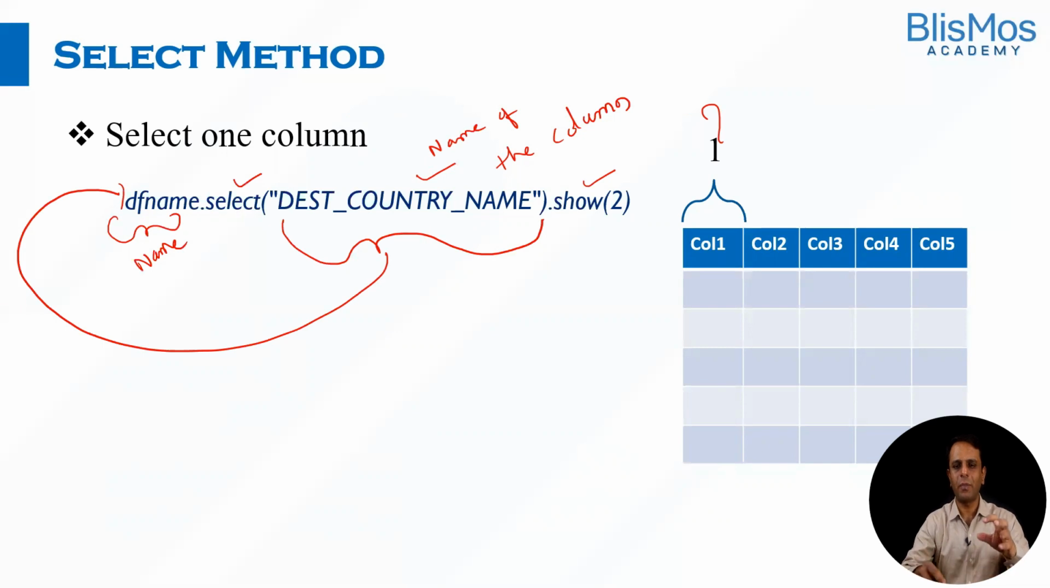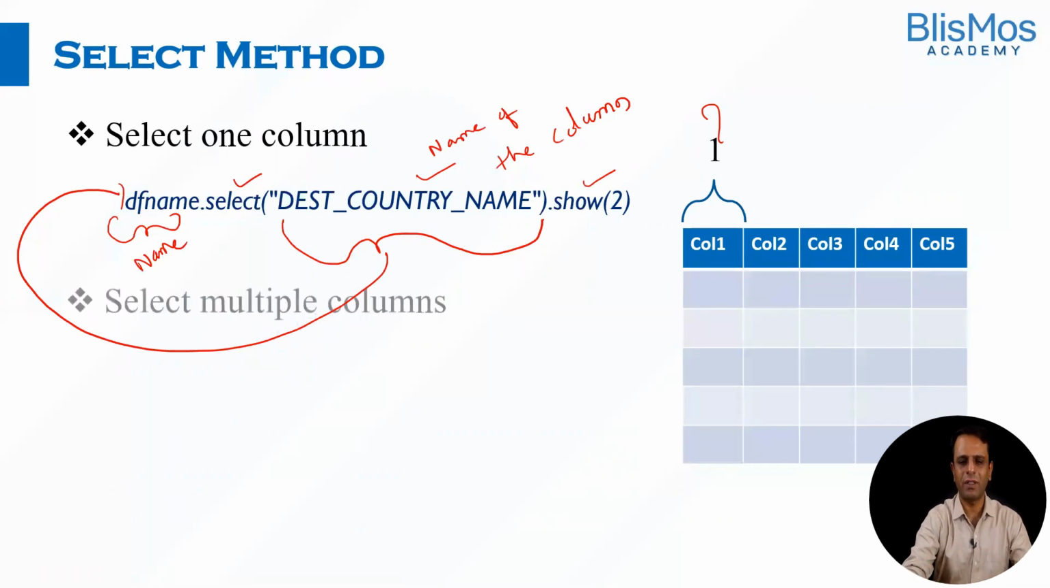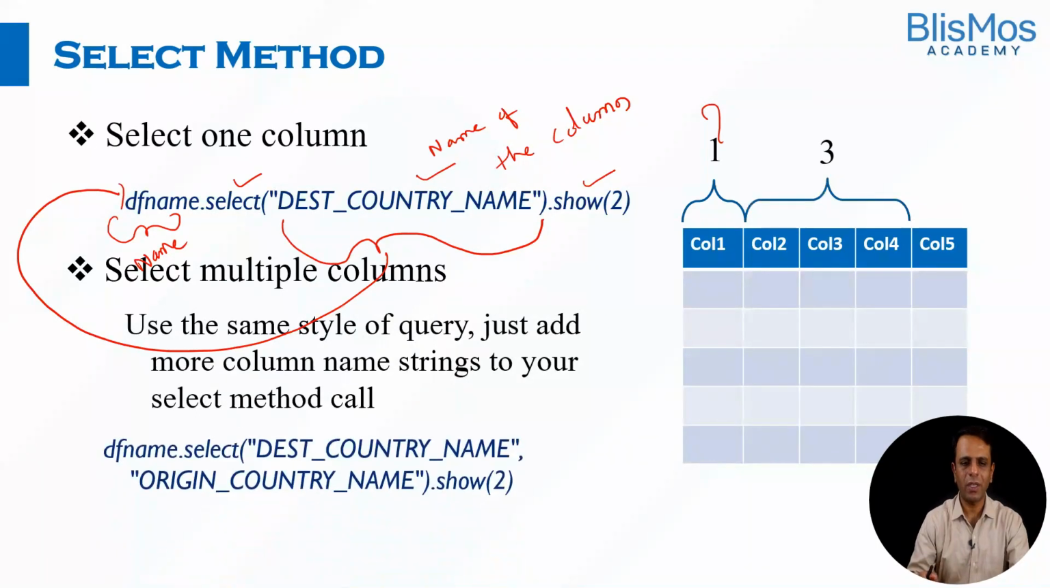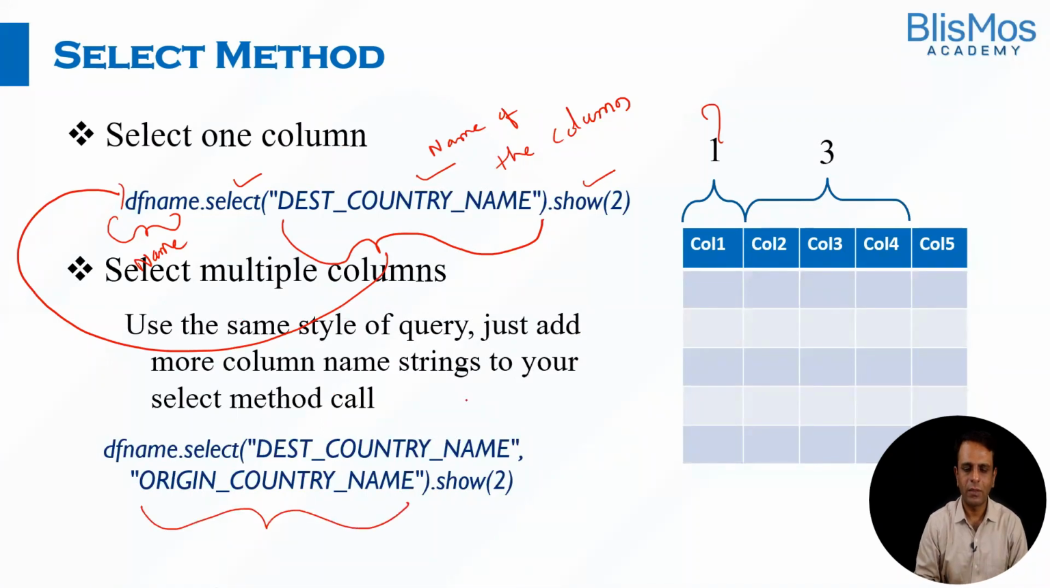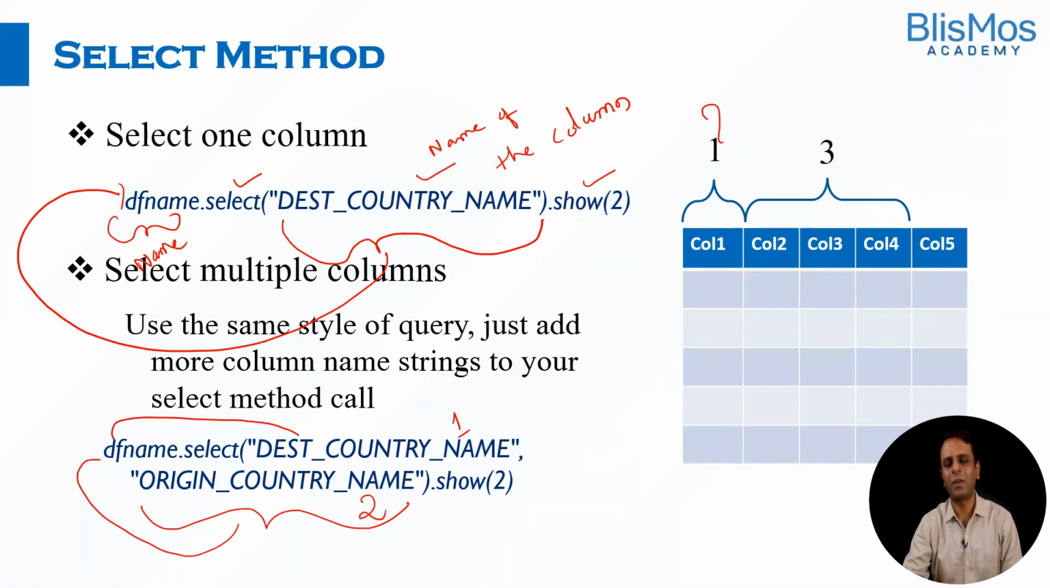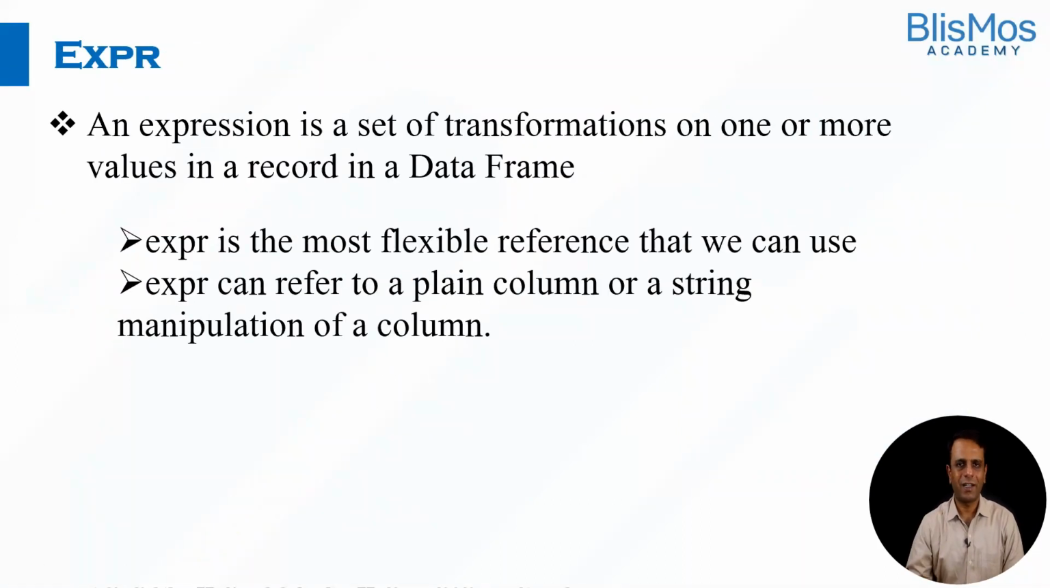If you want to select multiple columns, it is just an extension of this, nothing great about it. You can use the same style of query as we have used and just add one more column into that. In this case, along with the destination country name, we are adding one more column name. This is selecting two columns. Both these columns are from this data frame. This is how you select multiple columns. We understood the select method, how we select one column or multiple columns.